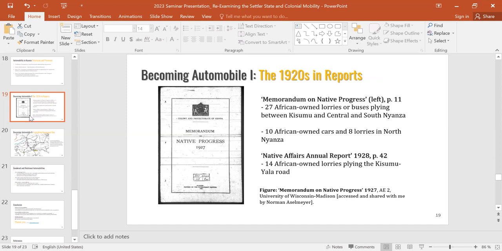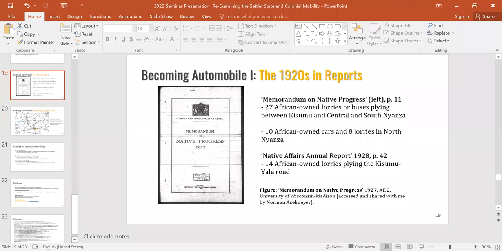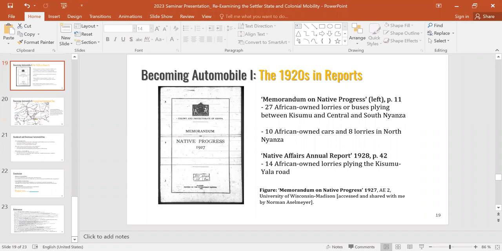In reports by the colonial administration, there are statistics on motor transport and ownership from the mid-1920s, but unfortunately, they lack important details on who the African vehicle owners were. In 1927, there were allegedly 27 lorries or buses plying between Kisumu and other settlements in central and south Nyanza, owned by African individuals or companies. Additionally, there were 10 African-owned cars and 8 lorries in North Nyanza.